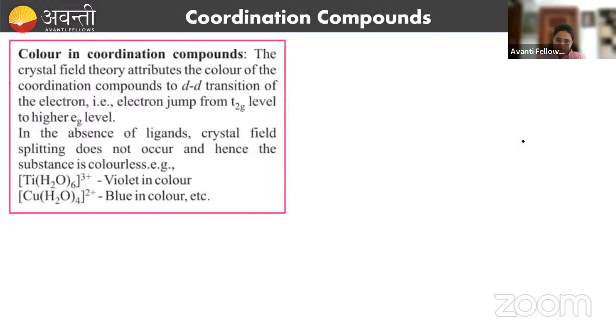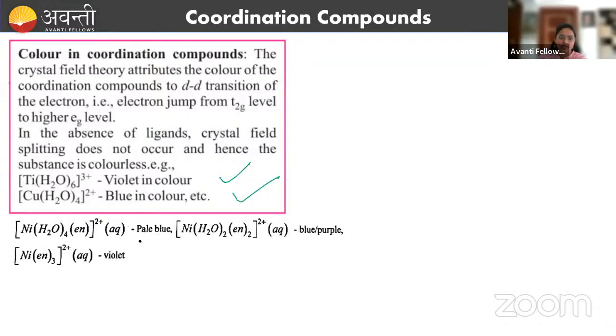Next, color in coordination compounds. Due to the d-d transition, our coordination compound shows some color. So the first complex is violet in color. This complex is blue in color. Then there are some more. This example is pale blue. This is blue or purple and this is violet. Very, very important. Try to remember these complexes and their colors.